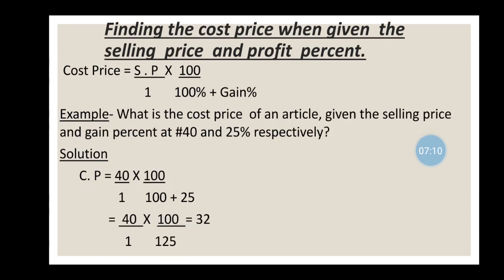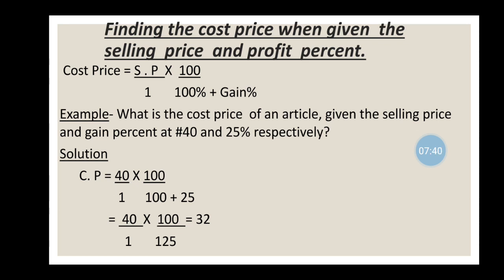Now the other part is finding the cost price when given the selling price and profit percent. So we say the cost price is equal to SP over 1 times 100 over 100% plus gain percent. So we have an example.